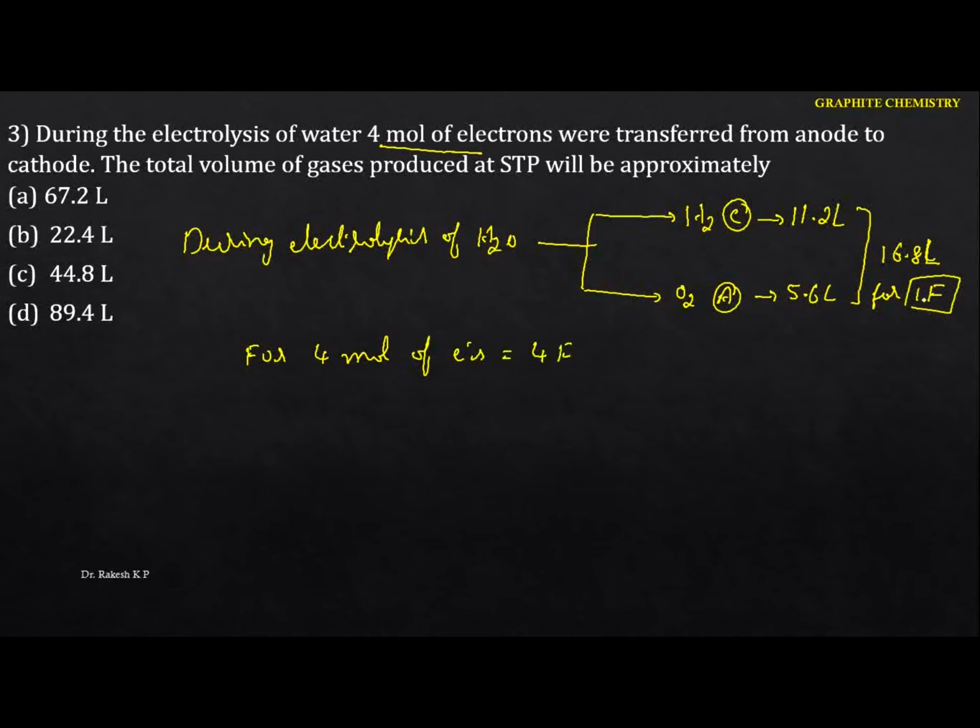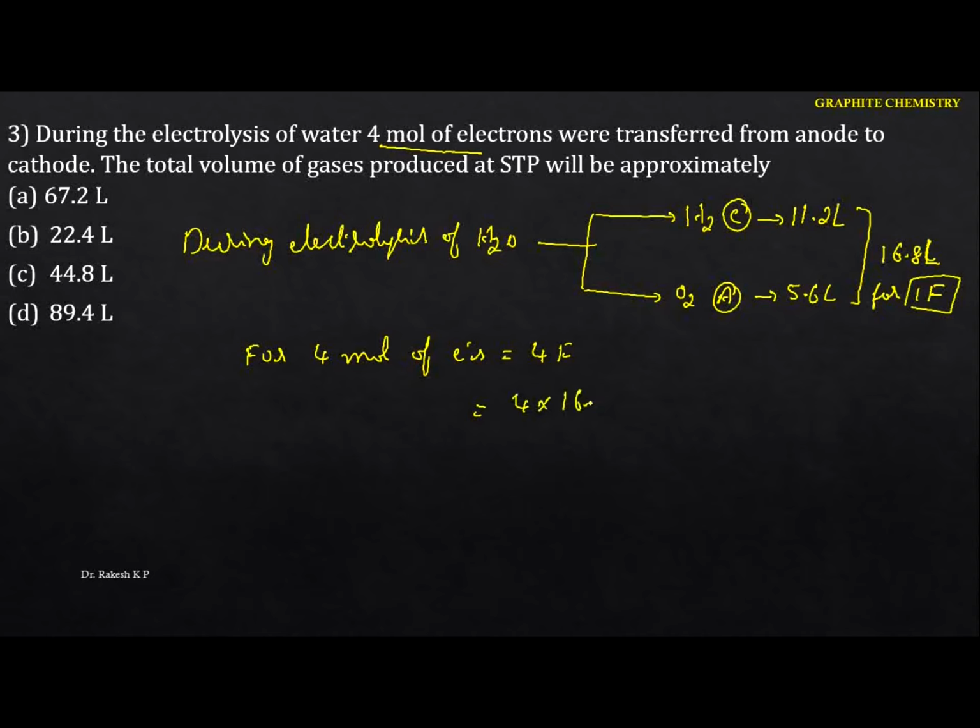If you pass 1 Faraday, you're going to get 16.8 liters. If you pass 4 Faraday, that means 4 into 16.8, which is equal to 67.2 liters, and the option is which one? That is A. Okay, next one.